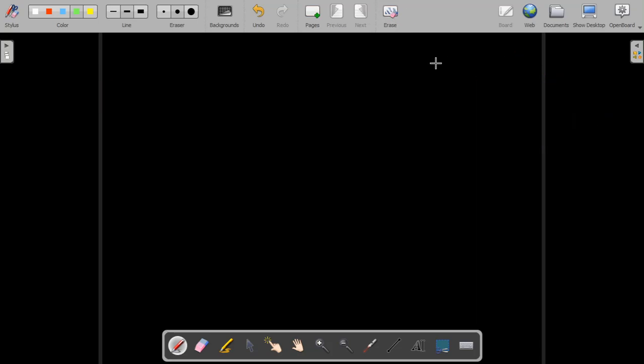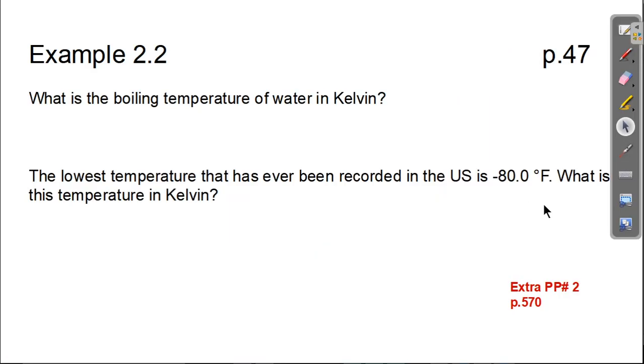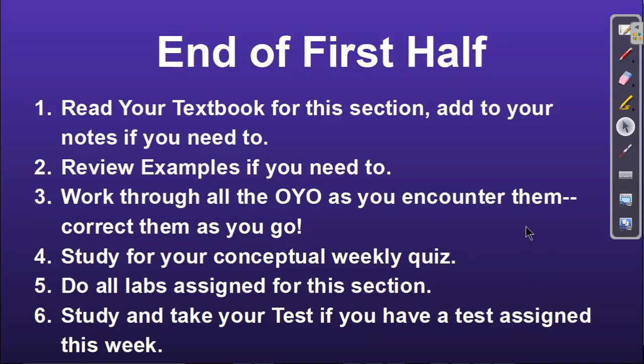Hopefully this makes sense. Now, this is the end of the first half of module 2, so we're plodding along. This week you're going to read the chapter, the first half of module 2. You are going to add to your notes. You're supposed to be taking notes if you need to. Work the examples again if you need to. Work through all the examples that you encounter as you read the chapter, and remember to correct them one at a time. Your answers are at the end of the module. I don't want you to make the same mistake over and over, so correct one at a time so you don't carry that mistake with you in your head.